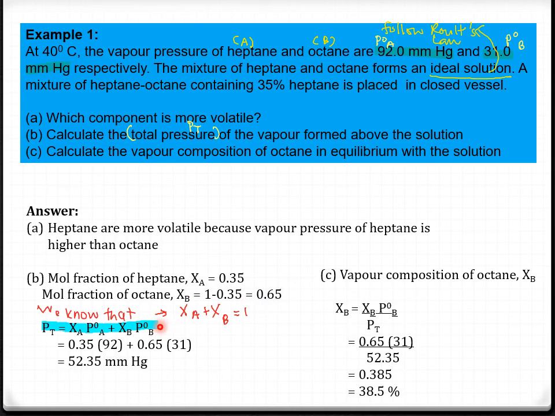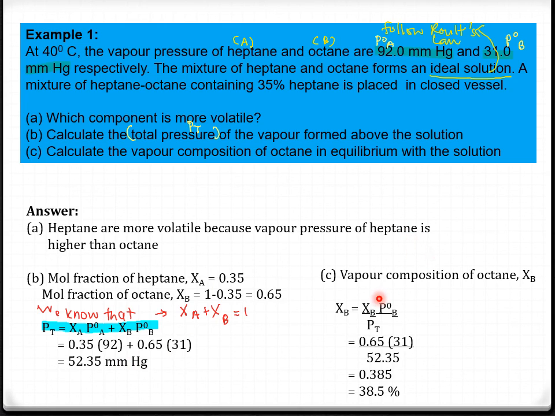We substitute all the values into this equation. We will get the final answer. The total pressure is equal to 52.35 millimeters of mercury.